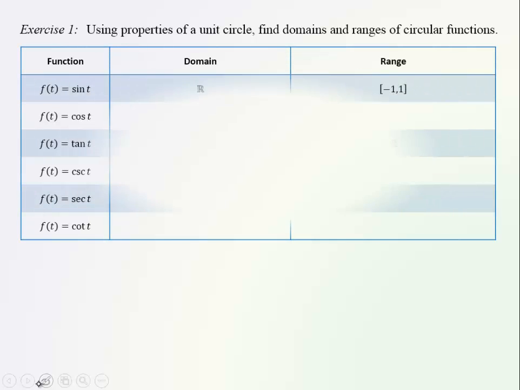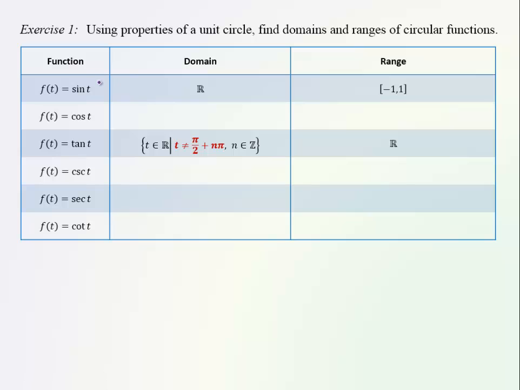Now, using properties of a unit circle, let's find domains and ranges of the 6 trigonometric functions from sine to cotangent. So we'll organize our information about domain and range of particular function in a table. If we talk about sine of t as a function of t, remember t is any real number, and this real number really corresponds to an angle in radians. So the domain of sine is all real numbers, not a problem.